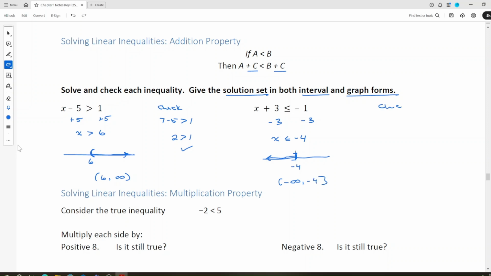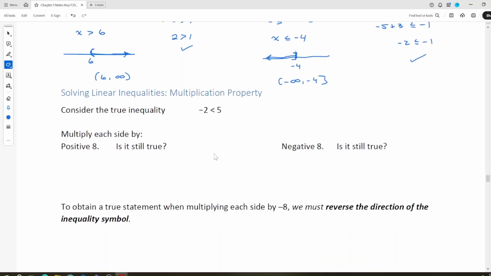If I was to check this, I would pick something less than or equal to negative 4. So let's pick negative 5. Is negative 5 plus 3 less than or equal to negative 1? Negative 2 is less than or equal to negative 1. I'm good. Cool. So the addition property of equality held true. I can just add or subtract to both sides and I get my solution.